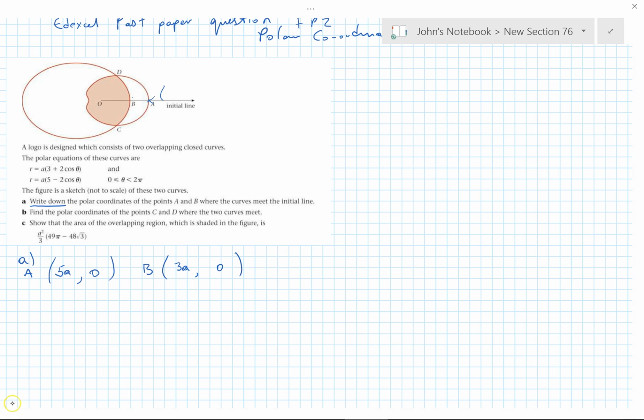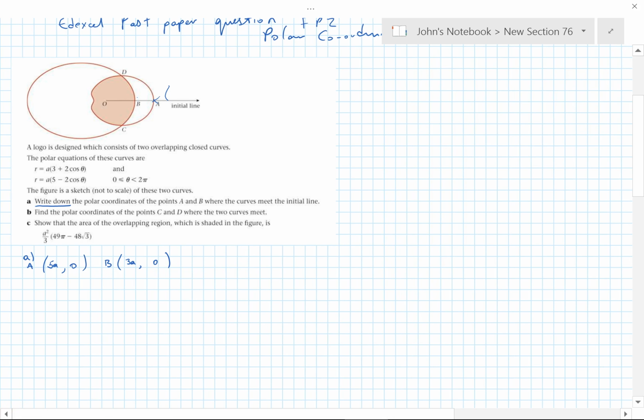Okay, let's move on to the next part. Part b says find the polar coordinates of points d and c. I see a certain amount of symmetry going on here, but again, be careful because we've got the range between 0 and 2 pi. But we're equating these two.